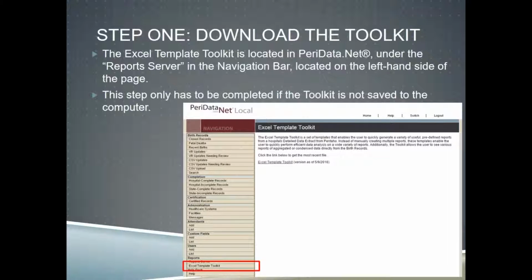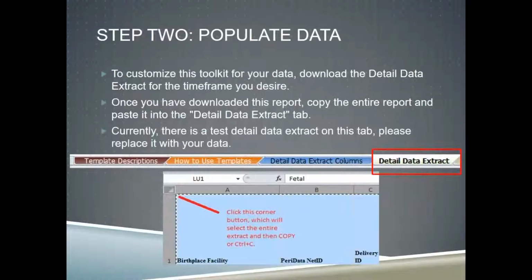So you download that, and then the next step is you open up the template, and then you have to go and get your detailed data extract. And that, again, is in the reports area. So you click on the report server, you go into Pentile, log in, go into the reports area, and download the detailed extract, the comprehensive version.